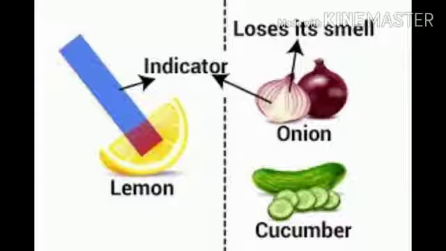It is observed that onion has a characteristic smell in the acidic medium, which is completely destroyed in the basic medium. So, with this experiment, we can detect whether the given solution is acidic or basic.